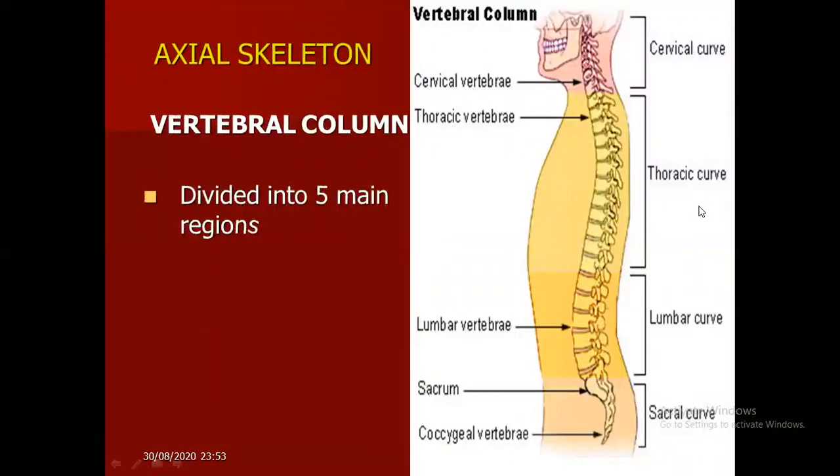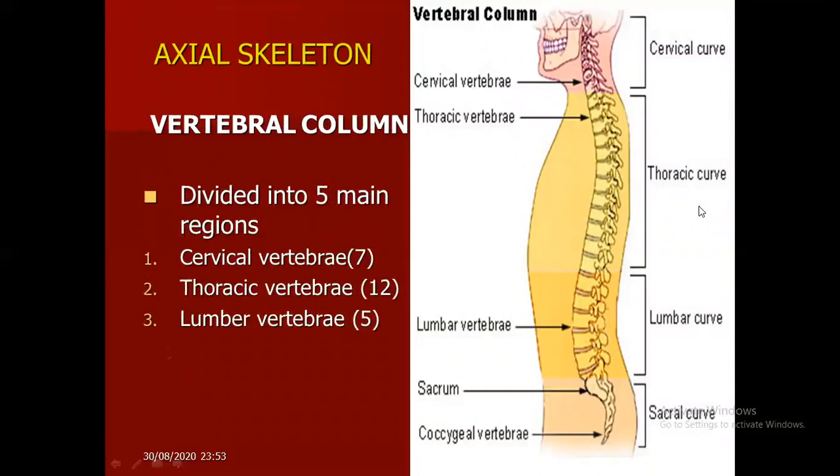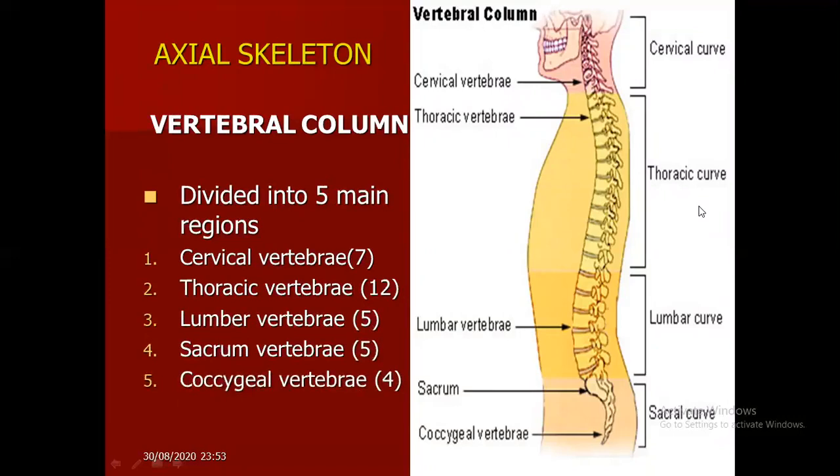The axial skeleton again consists of the vertebral column. The vertebral column is divided into 5 main regions: cervical vertebrae, thoracic vertebrae, lumbar vertebrae, sacrum, and coccygeal. Cervical, the throat region, consists of 7 bones. Thoracic, the rib part, is called the thoracic region or thoracic vertebrae. Its number is 12. Then lumbar vertebrae, its number is 5. Then sacrum, its number is 5. And the last part is called coccygeal, its number is 4.